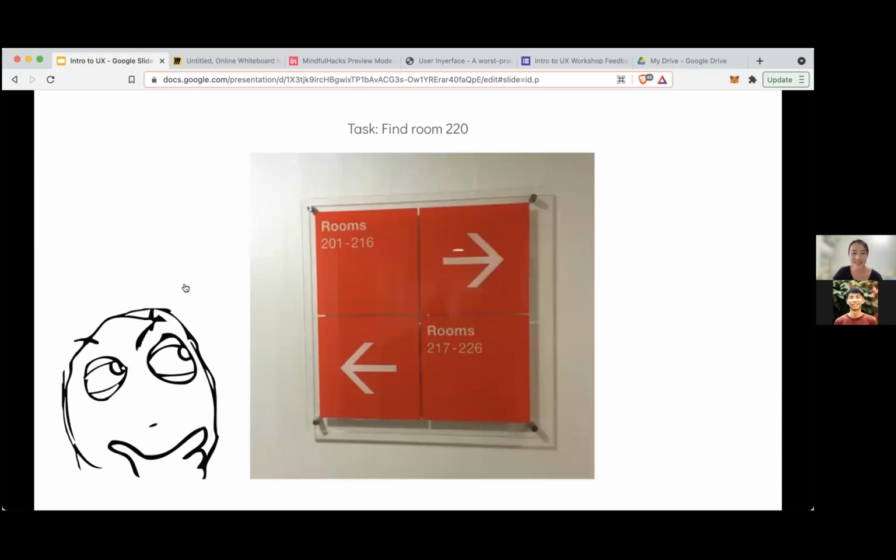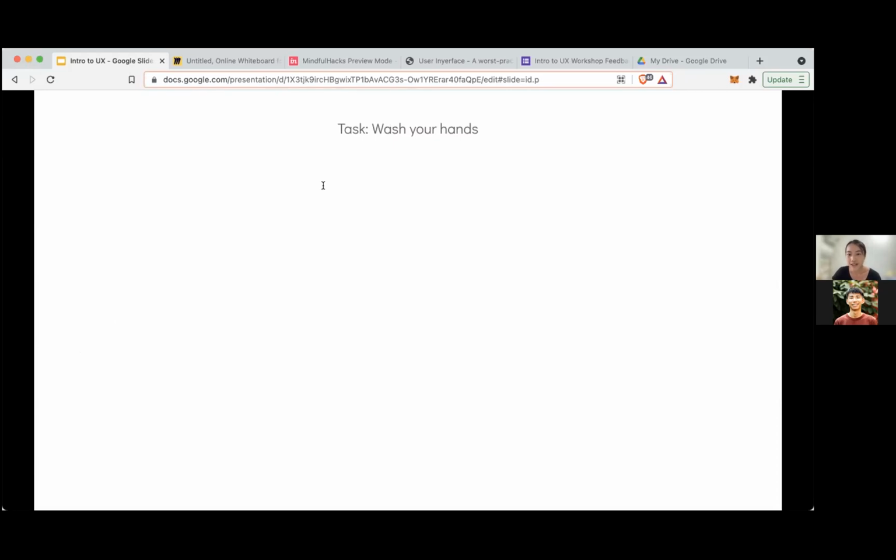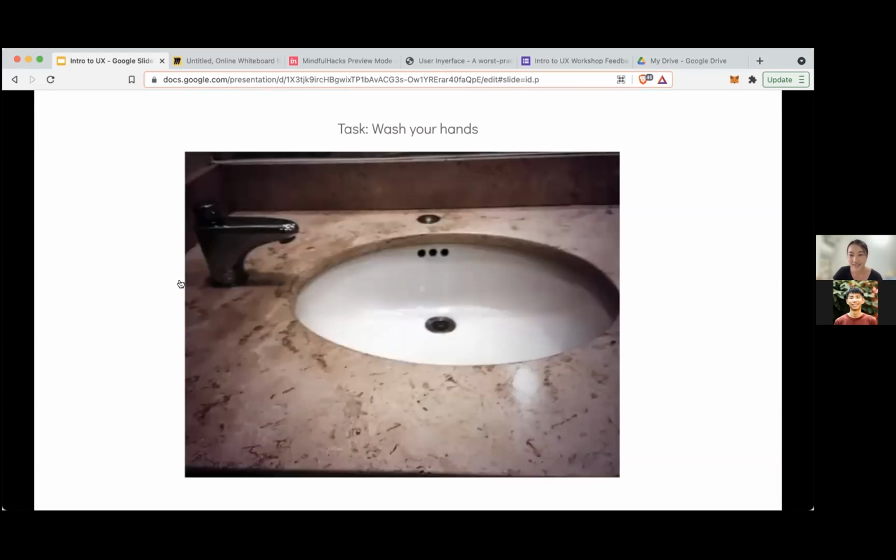So the fact is there's no right or wrong answer because this arrow here could be pointing to this room number or this room number. It's because of the layout of the sign. So it's not really clear for people to find room 220. Scenario 2, have you ever had a time where you really needed to wash your hands, but when you walk into a public toilet, the sink looked like this? Can you imagine what would happen when you open the water? This would be my reaction because the water would go everywhere around the sink, but not in the sink itself, right?